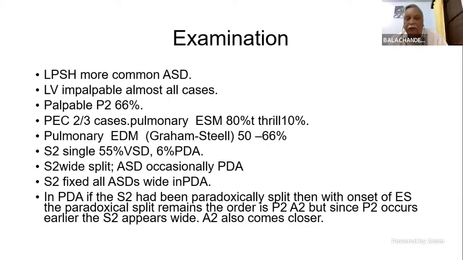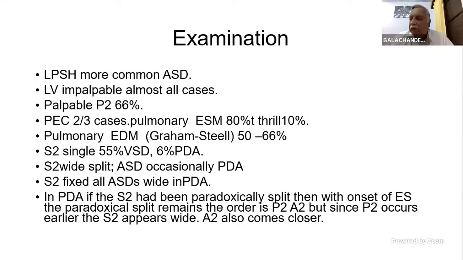I don't know why he has made this statement, but he may have some reason. Because having seen in Braunwald, we have to think. And palpable P2 in 66% of the cases. And there is a pulmonary ejection click. There is an ejection systolic murmur and a Graham Steell murmur. All these are signs of severe pulmonary arterial hypertension.